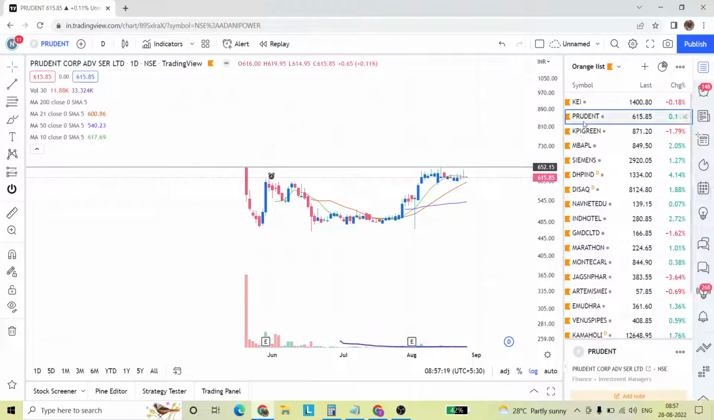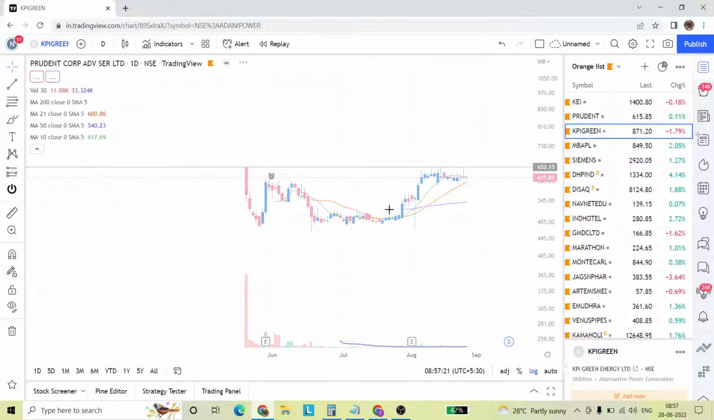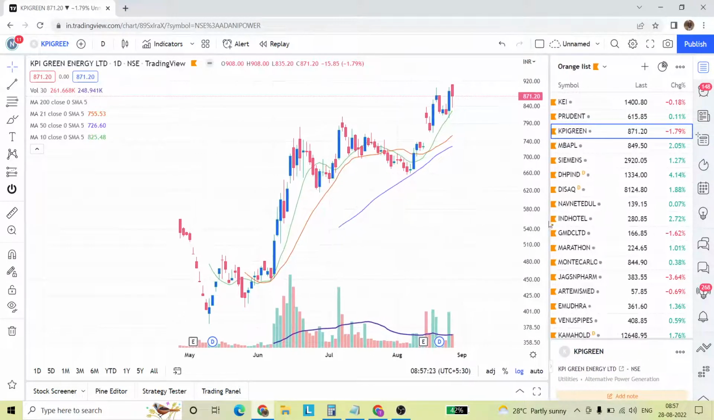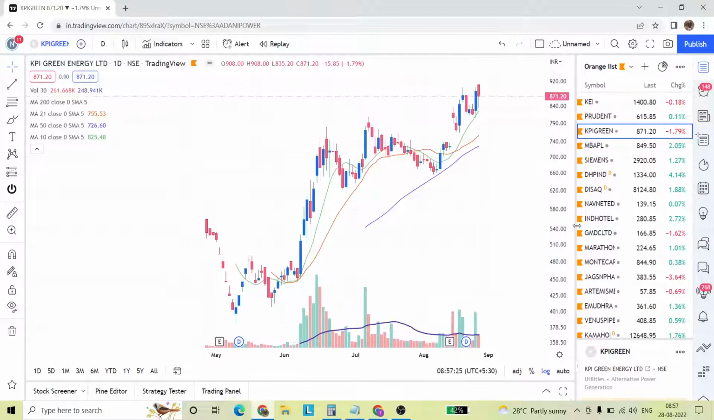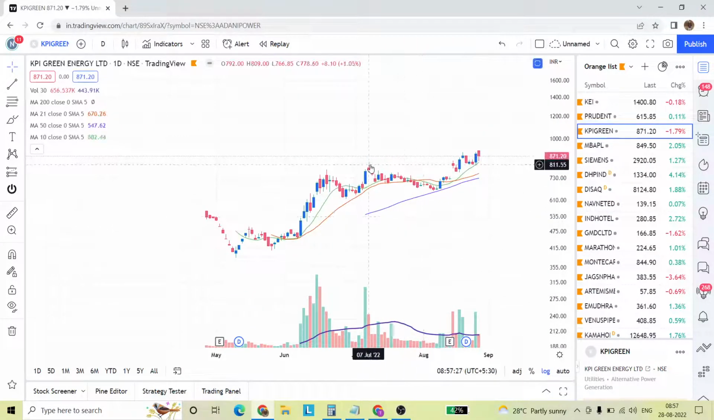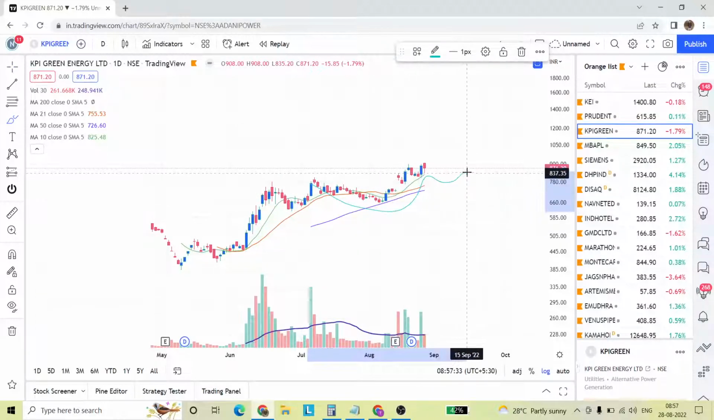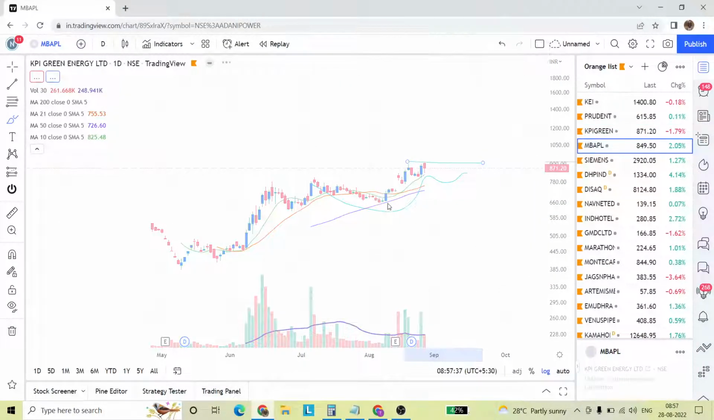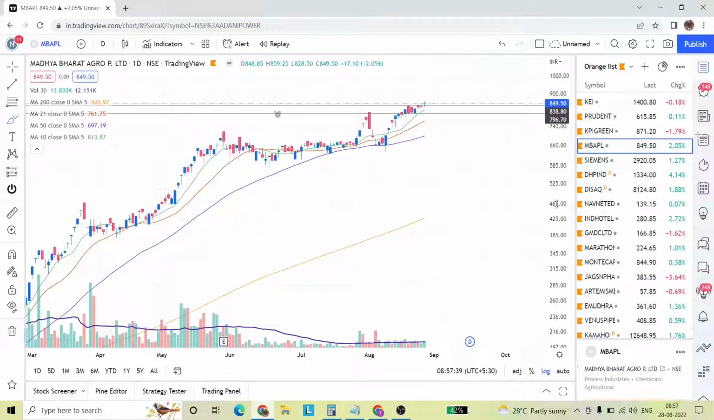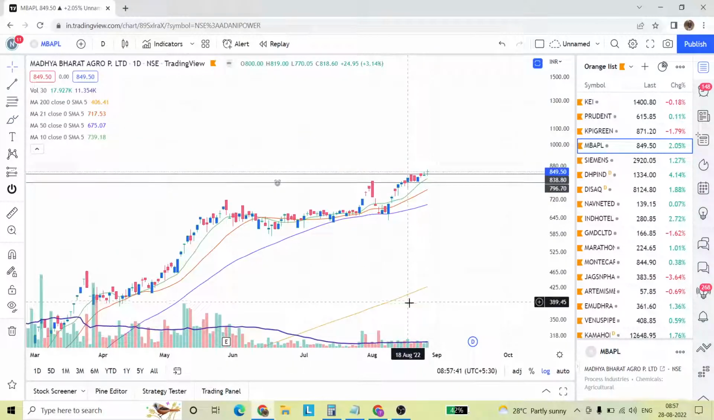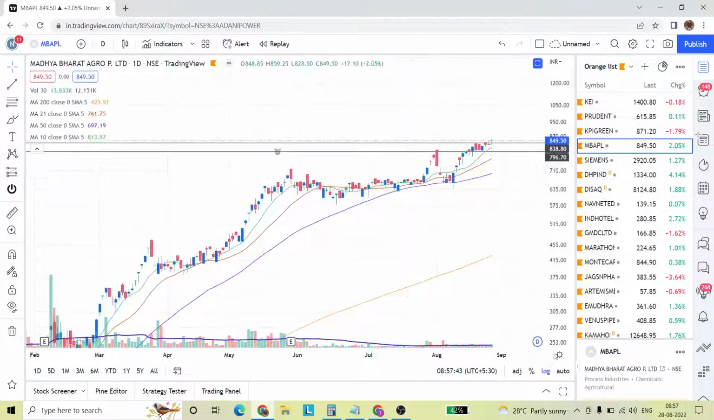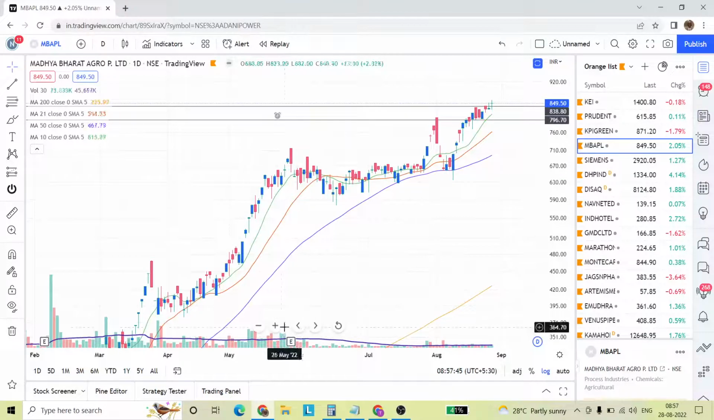Now the next one is KPI Green. KPI Green is also an IPO base, but I have not set an alert because I am waiting for it to do a bit of contraction here. So this is just on the watch, there is no setup as such here. So MBAPL, actually we have missed an entry, to be honest.